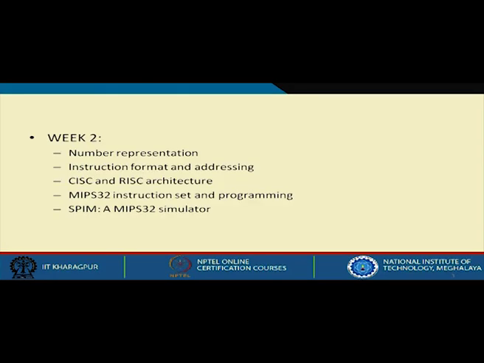Then we moved on to week 2, where we briefly discussed number representation, and then we moved on with number representation in the later weeks on computer arithmetic. We discussed here a very important aspect of instruction format and addressing modes. So, what do we mean by instruction format? An instruction consists of two parts. I have discussed it in much detail, for example, add A comma B. Here add is the opcode and A comma B is the operand. So an instruction is divided basically into two parts, opcode and operand, and specifically for the MIPS architecture we discussed what the instruction format is.